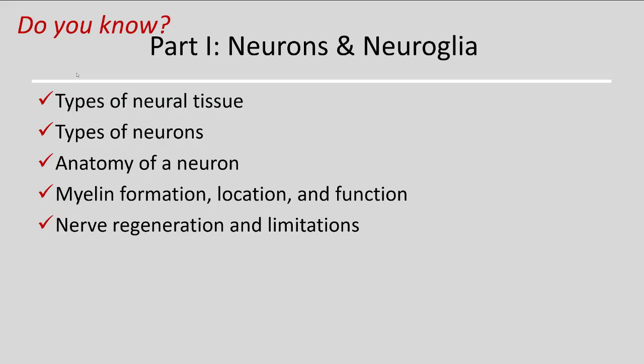You should be familiar with the types of neural tissue, the types of neurons, the anatomy of a neuron, myelin formation, location, and function, and how nerves are regenerated in the periphery, and the limitations in the central nervous system.